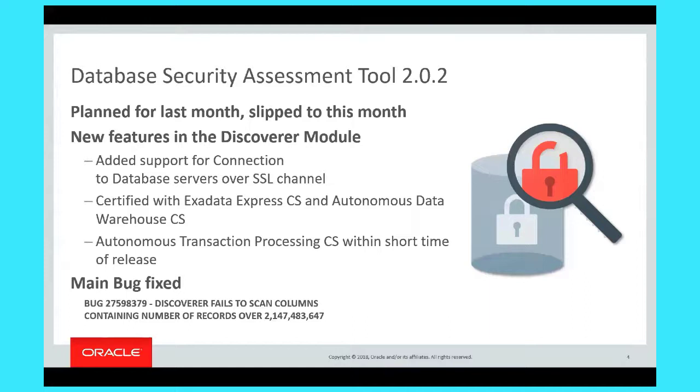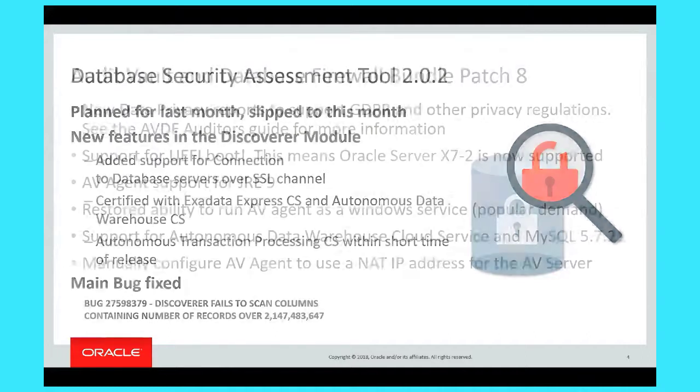We've also added support for Exadata Express and Autonomous Data Warehouse, and we fixed one bug with the new sensitive data discovery, where it wasn't doing well discovering sensitive columns in tables that had more than 2 billion records. So that is the Database Security Assessment Tool 2.0.2.